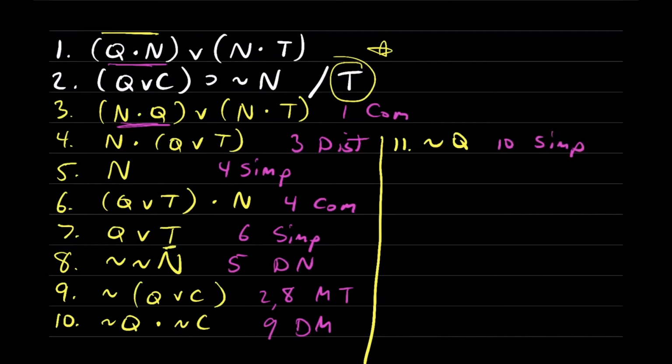And we said we were doing that so we could do disjunctive syllogism here with line 7. Right? Line 7 says Q or T. Line 11 tells us that Q is false, so we know that T has to be true. And that's our conclusion, which is going to follow now from line 7 and line 11 by disjunctive syllogism, and we're done.